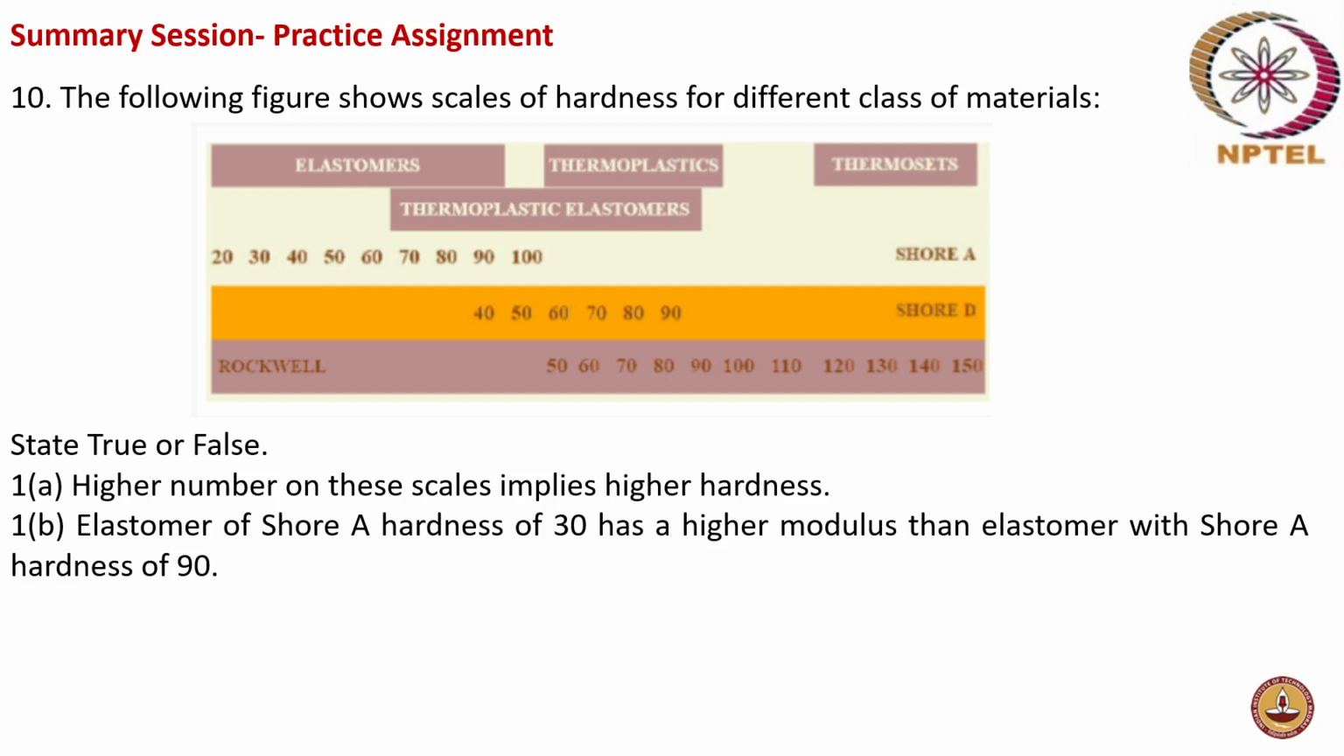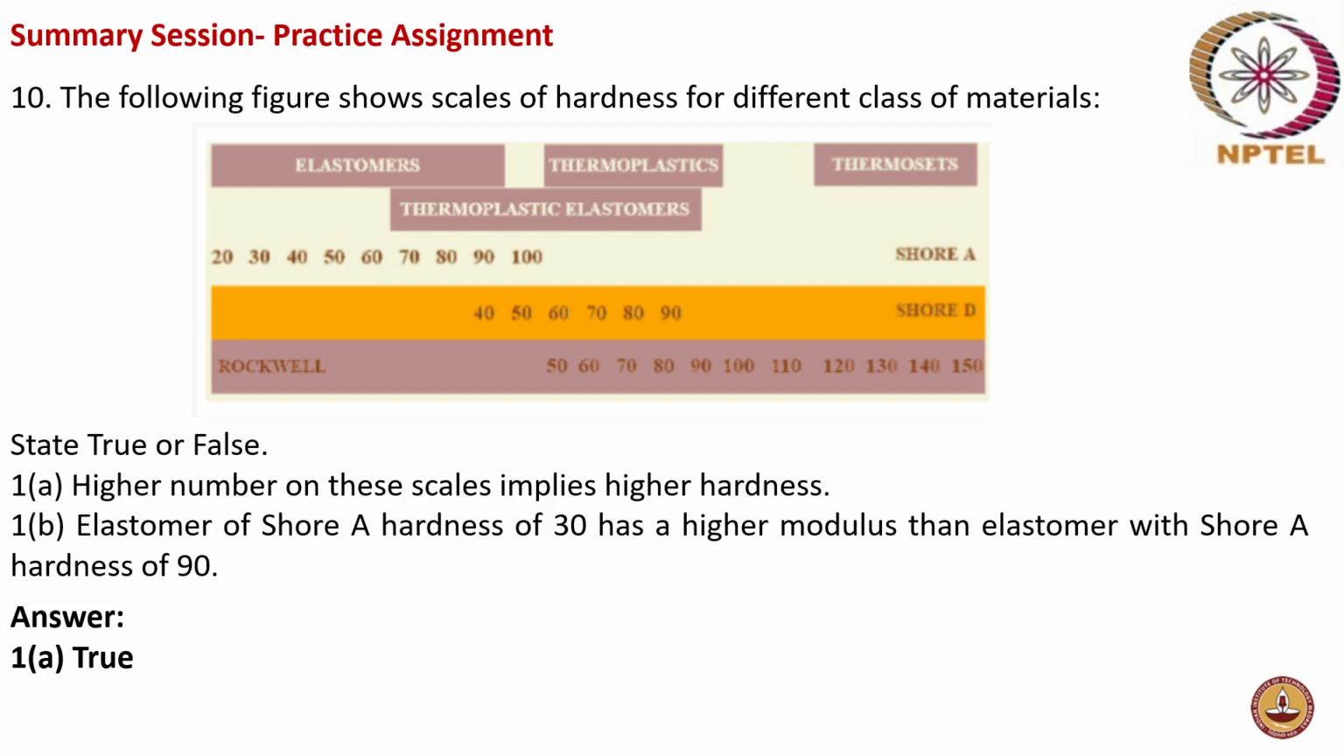So, higher number on the scale implies higher hardness. Is it true? Yes. The higher the number on the scale, the higher is the hardness. For example, for these elastomers, if a particular elastomer has a value of 20 and another elastomer has a value of 30, then the elastomer having a value of 30 has higher hardness. Increasing values, increasing hardness.